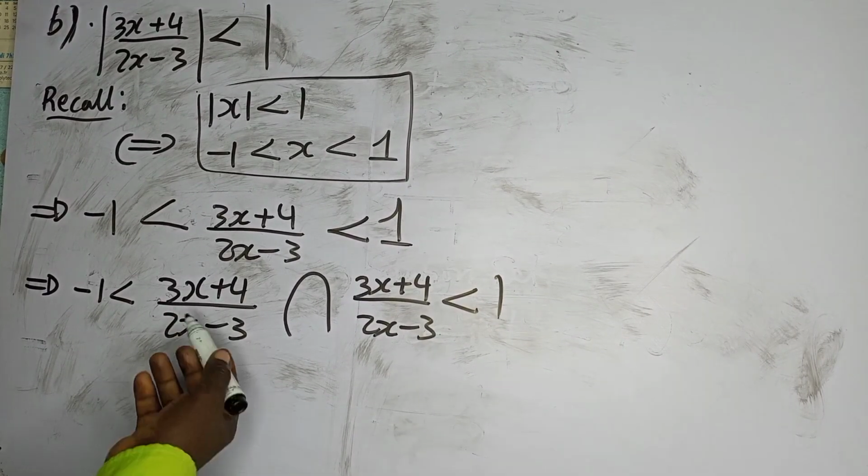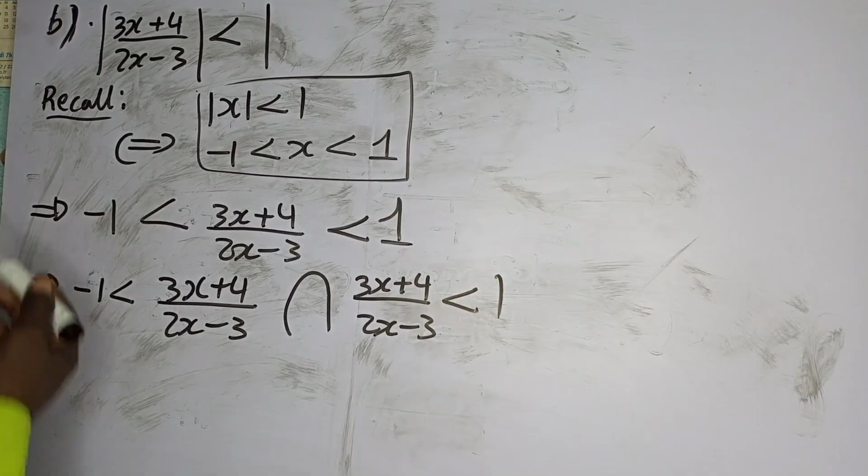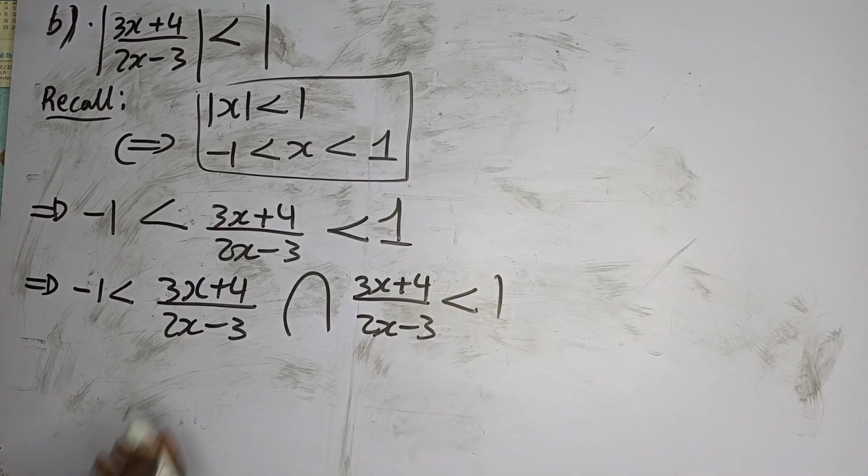Again, we have a rational inequality here. We cannot carry out cross multiplication. It's not allowed because we don't know the value of the unknown x.